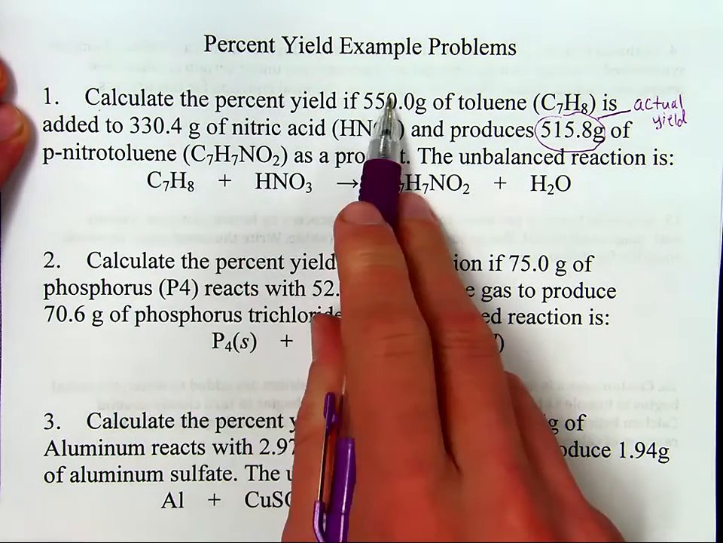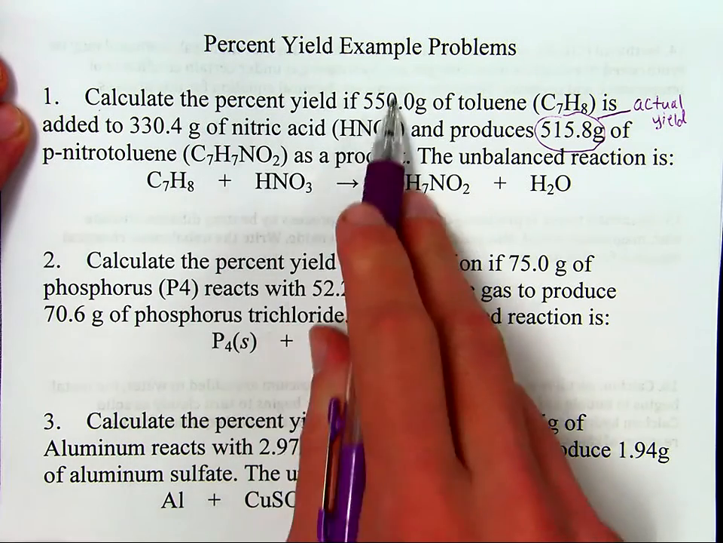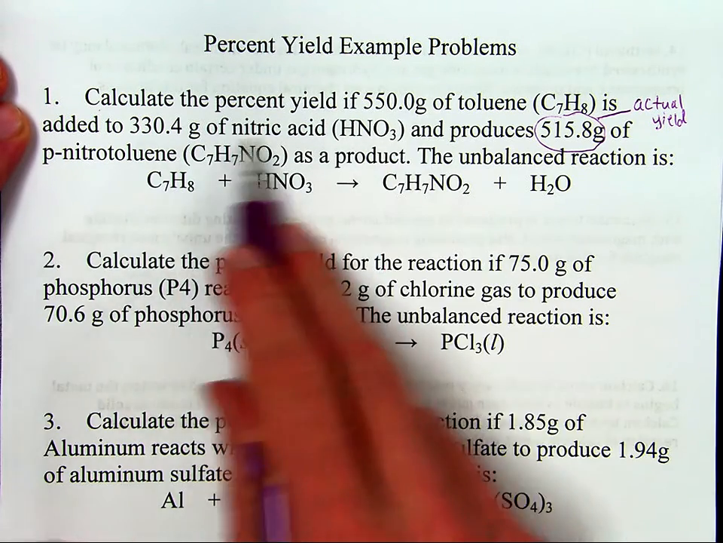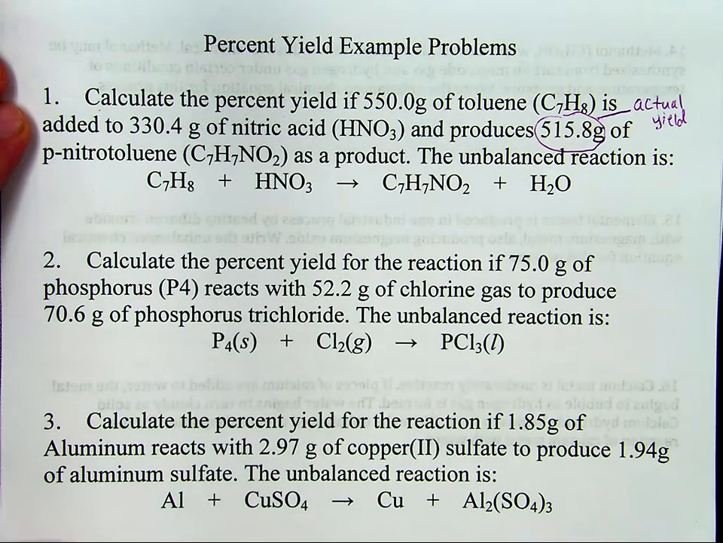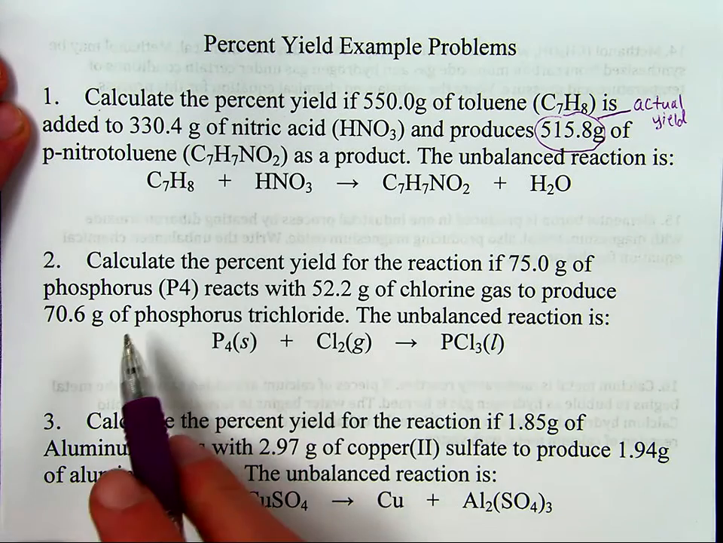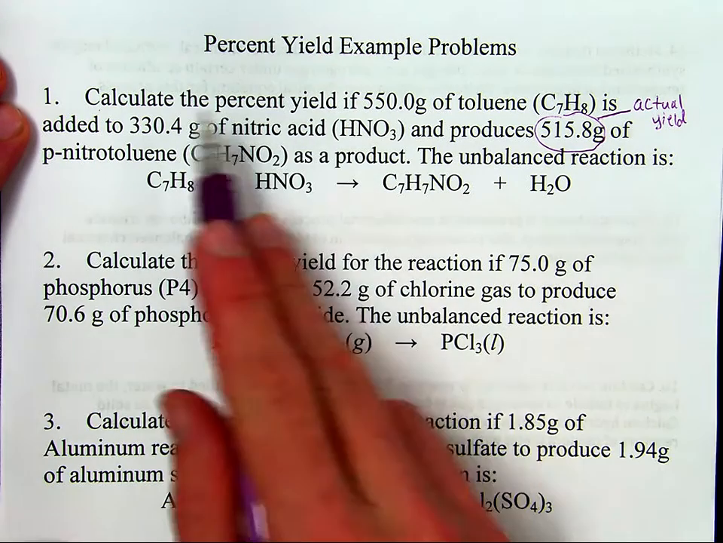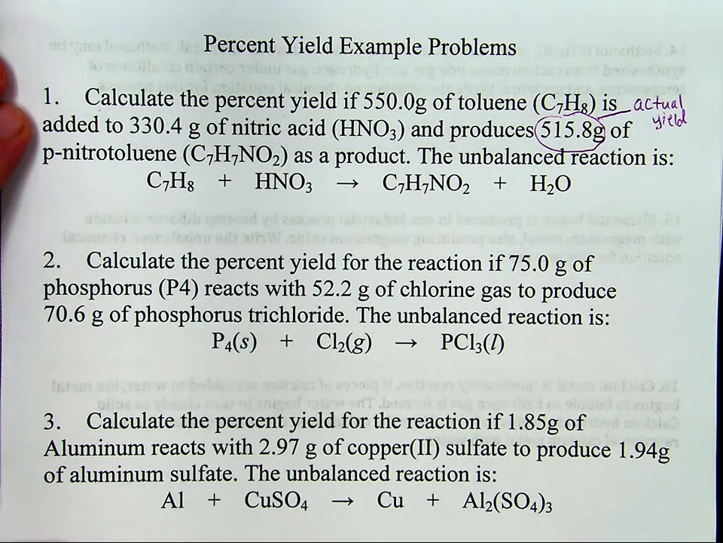This is the amount of each reactant, and you need to use these to calculate the theoretical yield. And you're going to take the theoretical yield and compare to this in order to find the percent yield at the end.